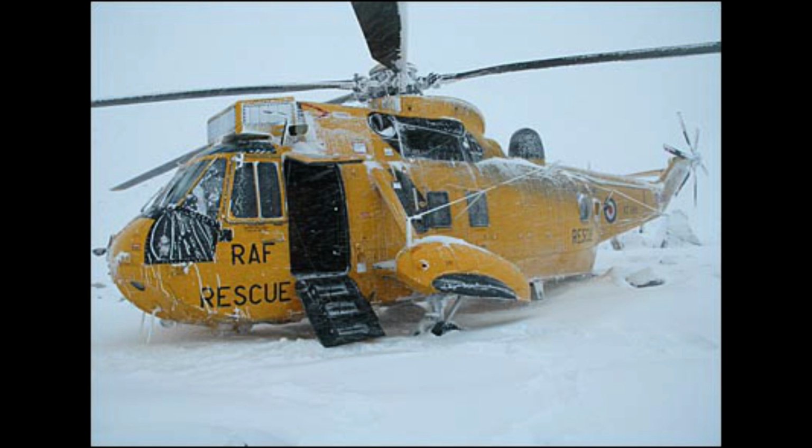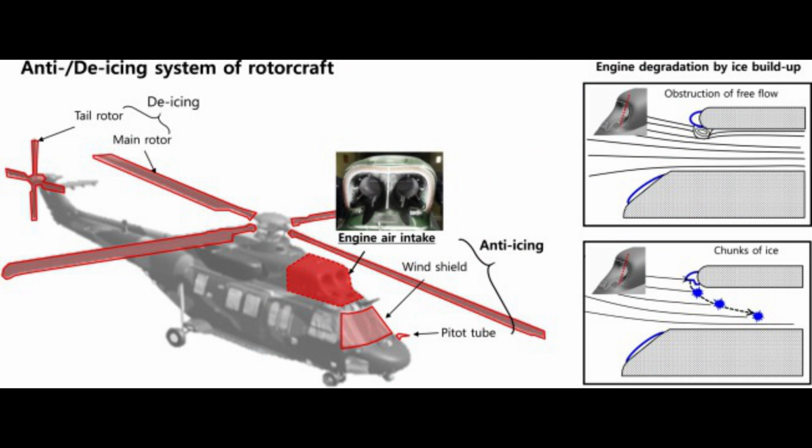Engine anti-ice. The anti-icing system found on most turbine-powered helicopters uses engine bleed air. Bleed air in turbine engines is compressed air taken from within the engine, after the compressor stages and before the fuel is injected in the burners.